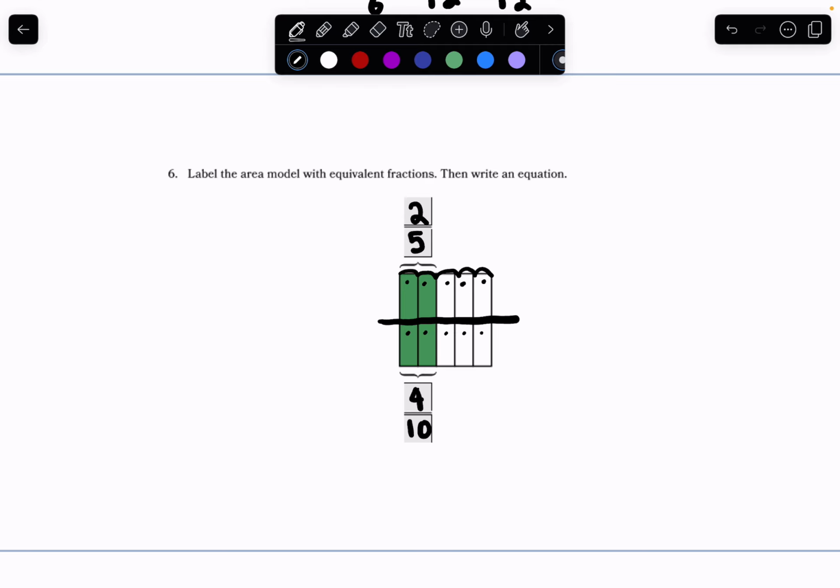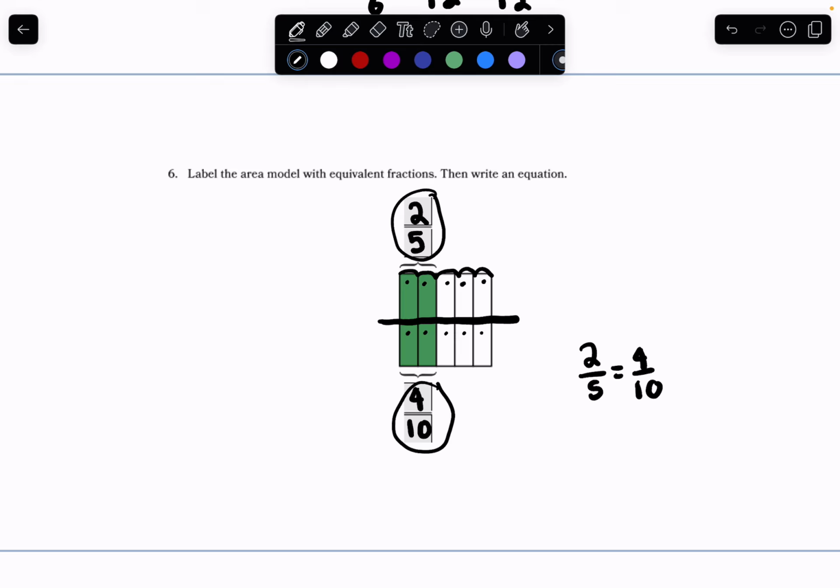So there is our 2/5, which we labeled on the top, but when we split it in half, we showed that 2/5 is equal to 4/10. I'm sorry if I misspoke. We can see that 2/5 is equivalent to 4/10.